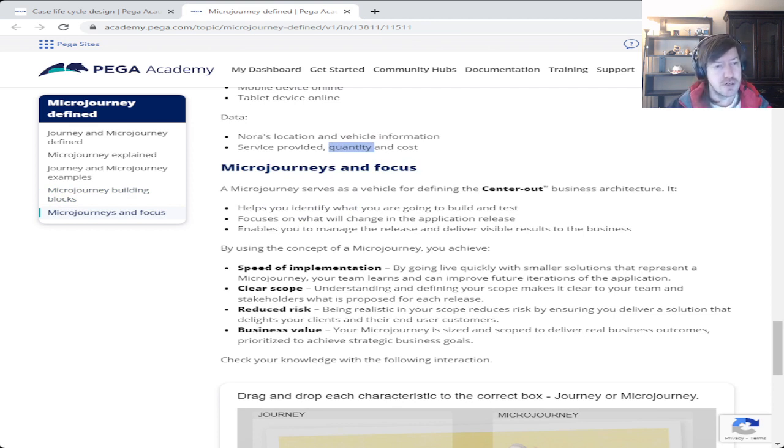Okay. Microjourneys and focus. A microjourney serves as a vehicle for defining the center-out business architecture. It helps you identify what you're going to build and test, focuses on what will change in the application release, enables you to manage the release and deliver visible results to the business.